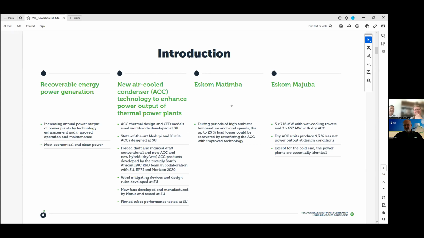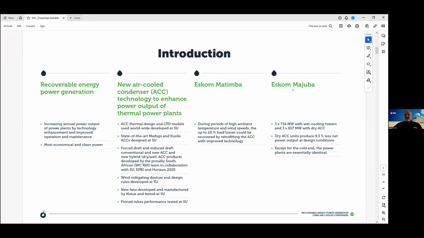Maybe just to give some numbers to get you interested. Eskom Matimba power station, when it was built, was the largest in the world. And one has found that during periods of high ambient temperature and wind speeds, there are sometimes up to 25% load losses, which could be recovered by retrofitting the air-cooled condenser with improved technologies. I'll show you the numbers later on. 25% of 4 gigawatts is 1 gigawatt, which is a lot.